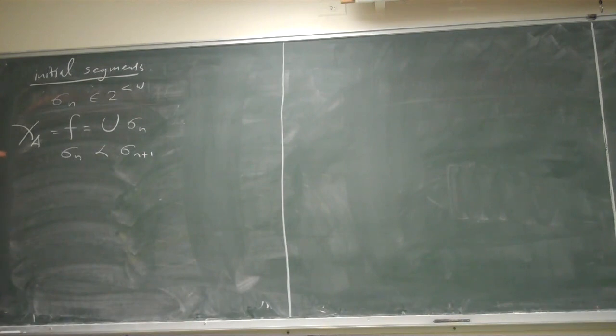And now if I want my set A to be Turing reducible to some set B, what I have to do is to make these decisions computably. And as soon as I can make these decisions computably, then my set A will be Turing reducible to B. Okay.